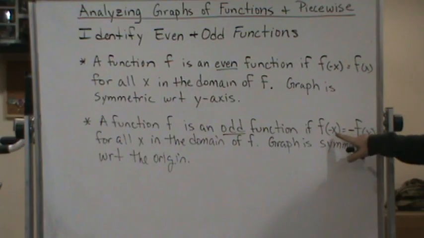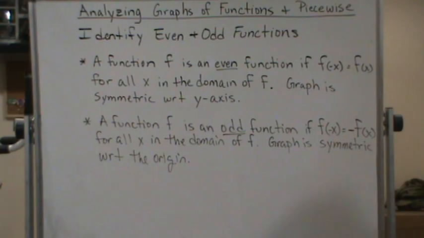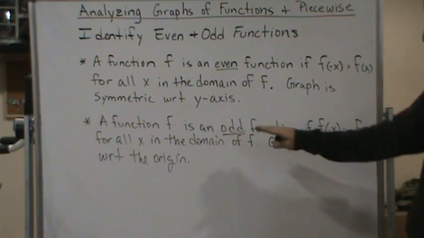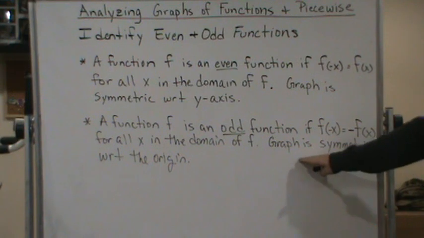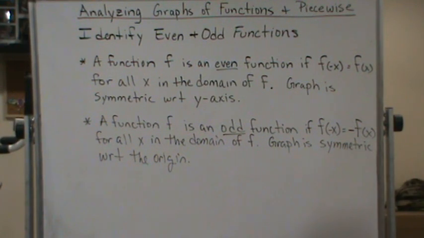Okay, so that means if we replace x with negative x in the function and we end up with the negative of the original function, then it's an odd function. And odd functions, the graphs of odd functions are symmetric with respect to the origin. Okay? So we're going to do some examples and then we'll go forward.